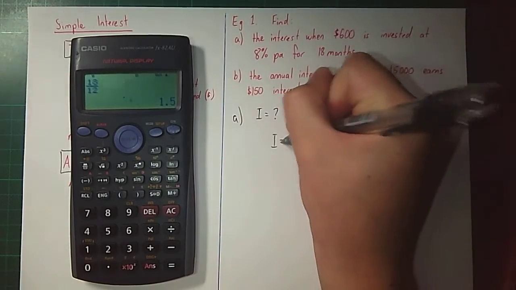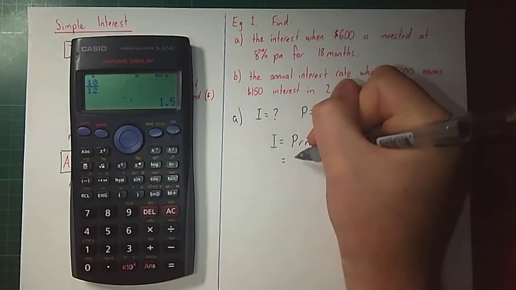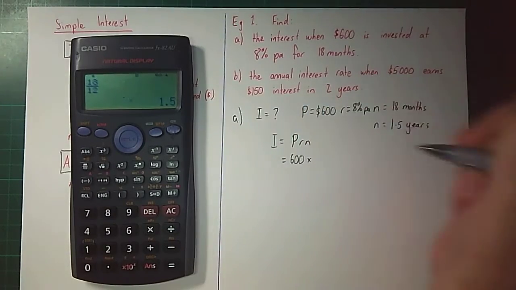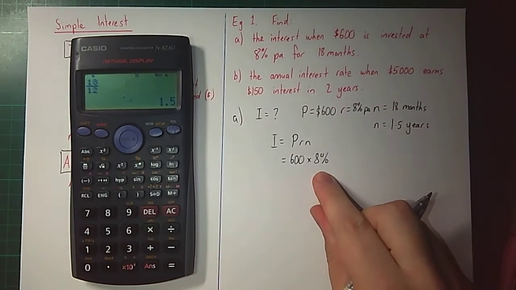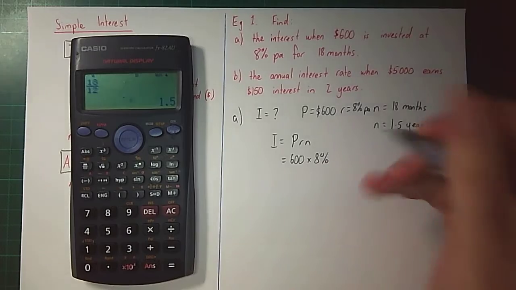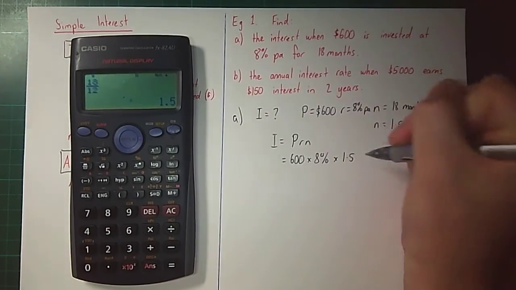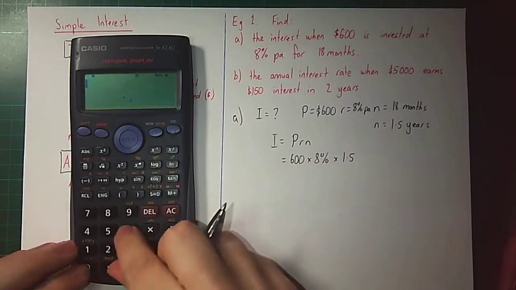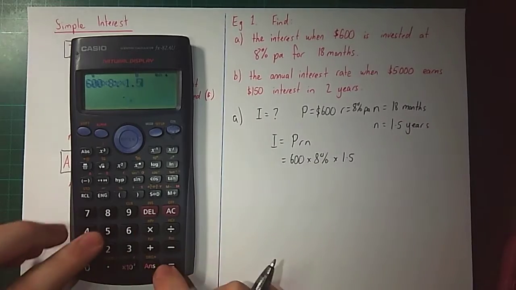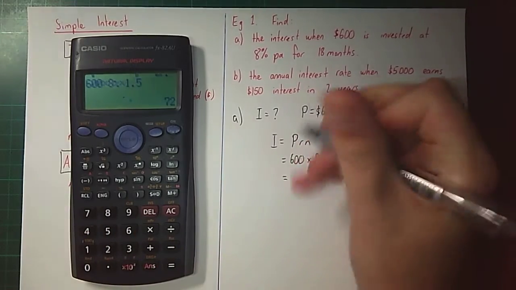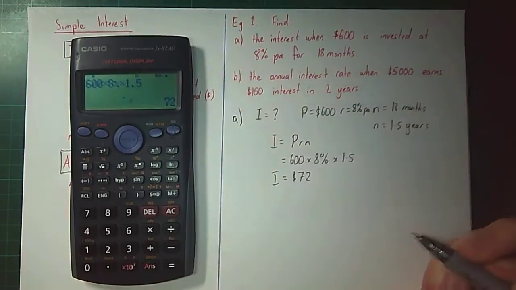So the formula, of course, is I equals PRN. So our P is 600. Our rate is 8% per annum. You can change this to fraction or decimal form. We'll keep it like this for the moment. And N, which is in years, 1.5 years. So you type this into your calculator, 600 times 8% times 1.5 equals 72. So that tells us that the interest over that time period is $72.